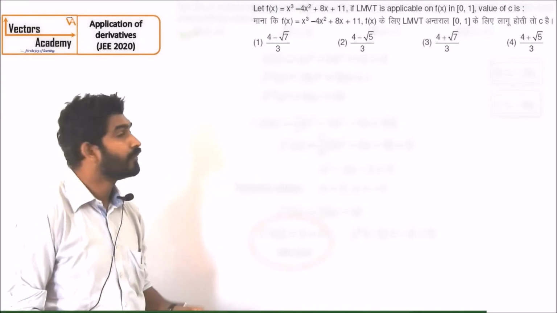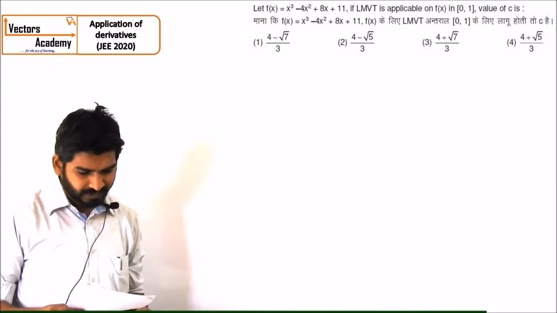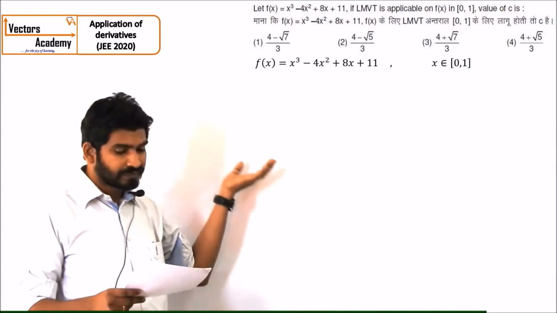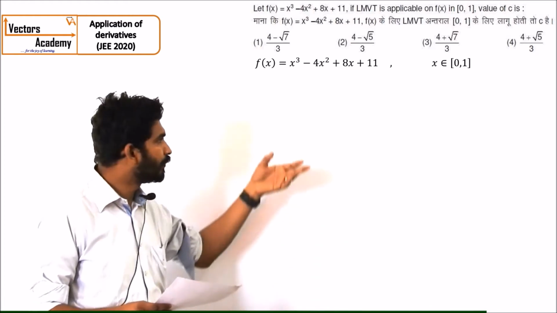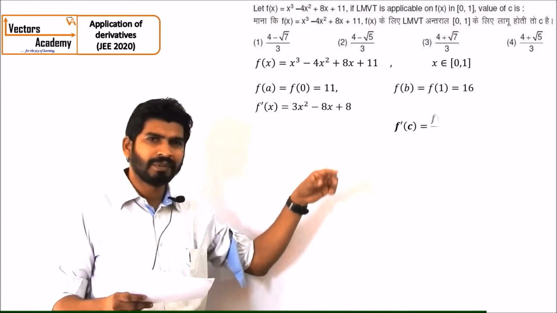Which were asked. One was finding the value of c if LMVT is given. In this question, the polynomial is already given. We have to find the value of c. Below is the formula for the LMVT, that is f dash of c is equal to f of b minus f of a upon b minus a.